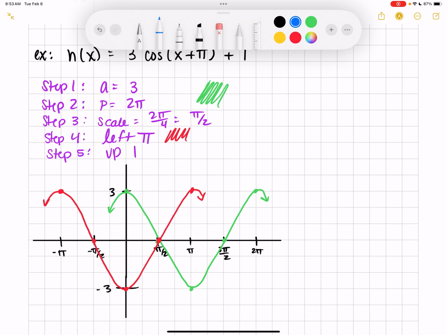All right, and then the final thing, up 1. So every point is just going up 1 spot on the graph. So this is up here, here, here, here, and here. So all of them just shifted up 1. And so that's the final graph.